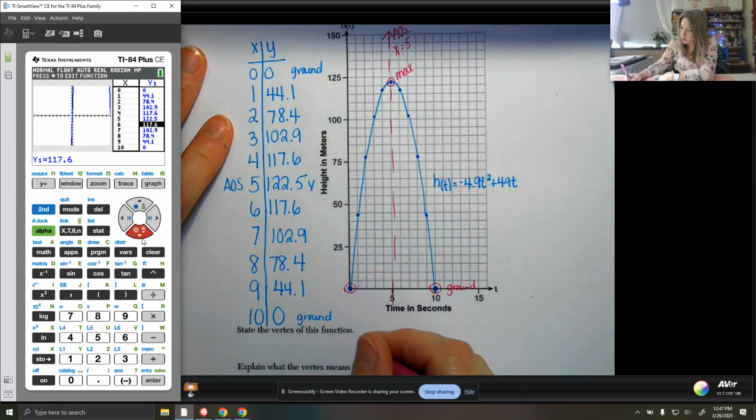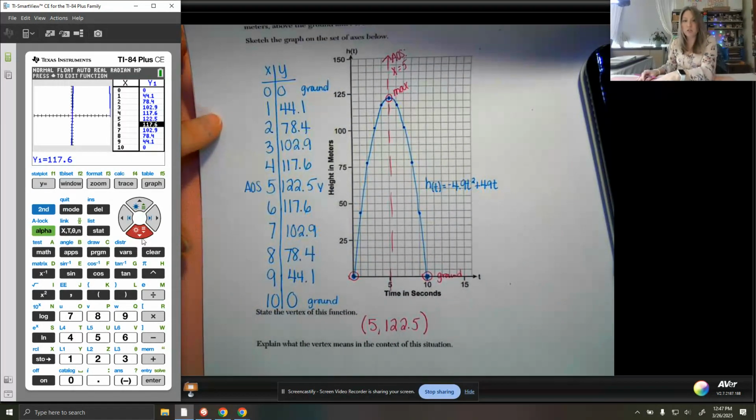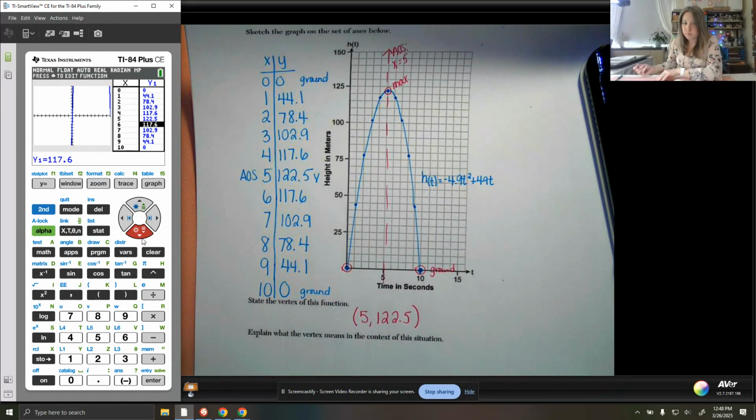State the vertex of this function. Okay, that vertex would be 5, 122.5. And explain what the vertex means in the context of the situation. Great, we can do that pretty easily. Okay, the context of this situation was that we had a rocket where h is the height in meters above the ground, and t is the time in seconds. So sorry if I said feet at all. In there it was meters. Explain what the vertex means.